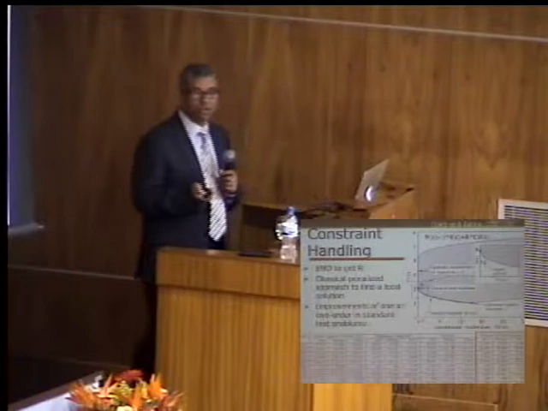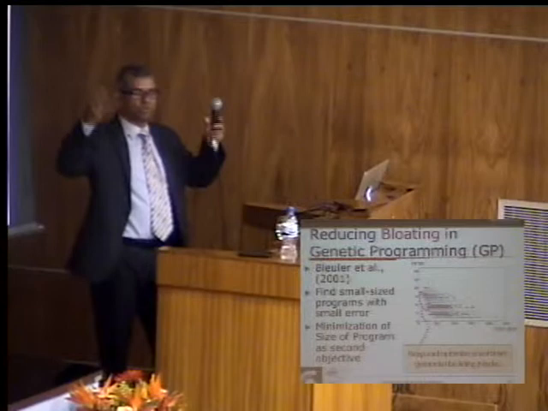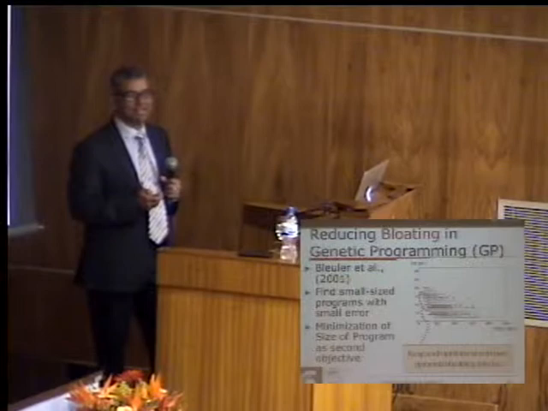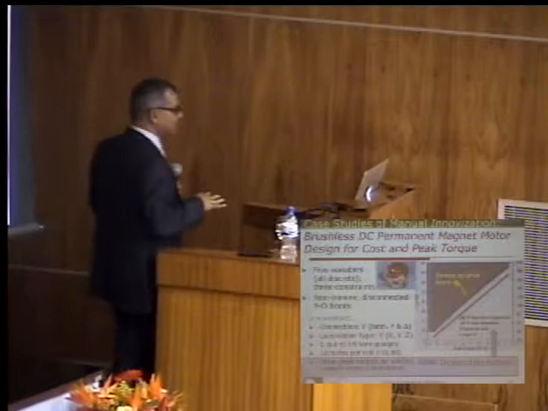Bloating in GP. Those of you who work in genetic programming, you know bloating is a huge problem. Bloating means the size of the program grows exponentially. So if you put the size of the program as another objective that you want to minimize, in addition to the original objective, you have much better control on your sizing and the solution. Now I'm telling you a little bit about innovization. So that's again another multi-objectivization. We are kind of taking advantage of being multi-objective.